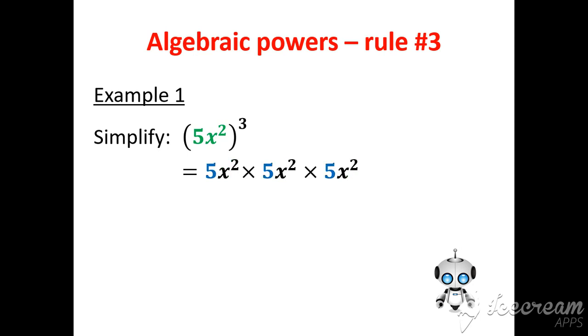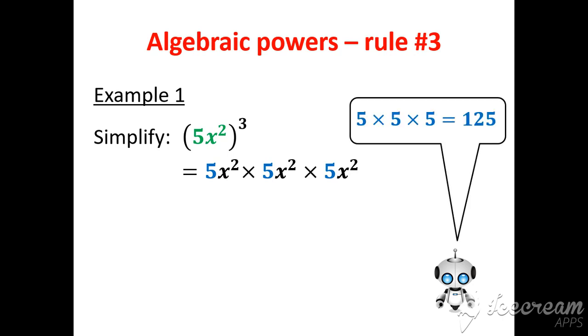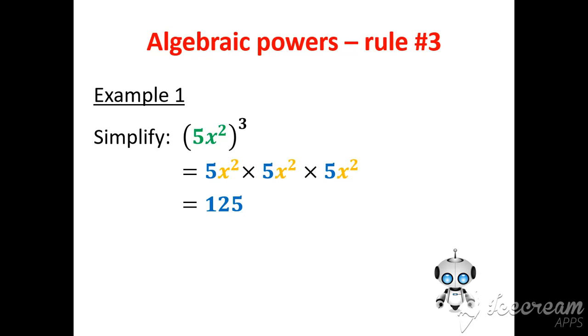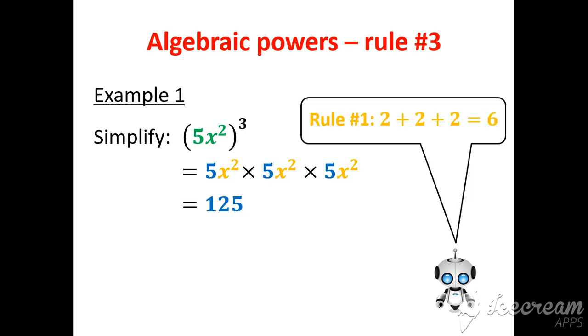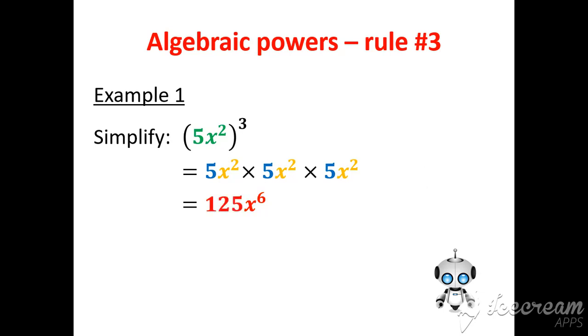Right, now we can do our coefficients. So let's multiply 5 times 5 times 5, which is 125. So we can write our new coefficient of 125 out the front. Now we can look at the powers or the variables, and we have x squared times x squared times x squared. This is just rule number 1. When we have x squared times x squared times x squared, we just go 2 plus 2 plus 2 is 6. And so we have x to the power of 6. So we end up with our answer of 125 times x to the power of 6.